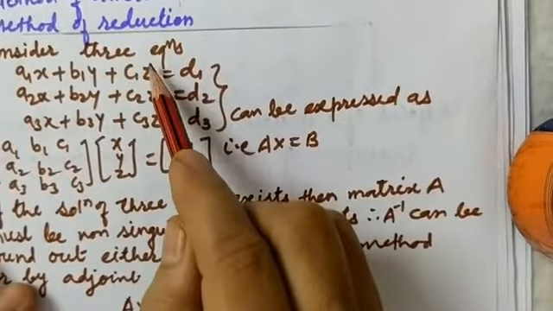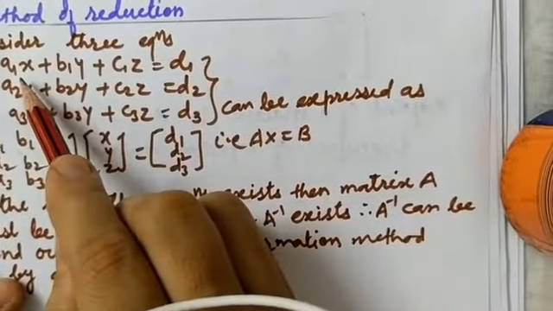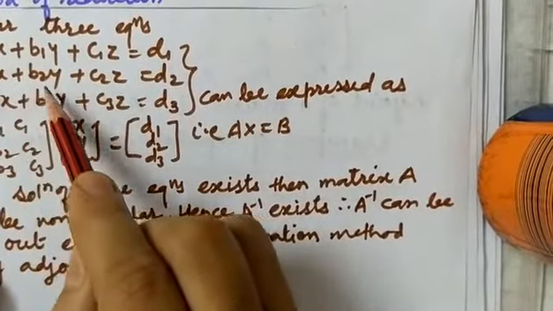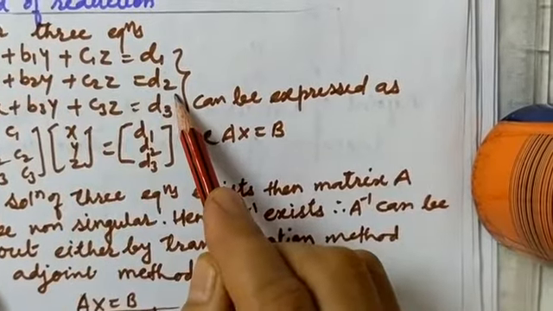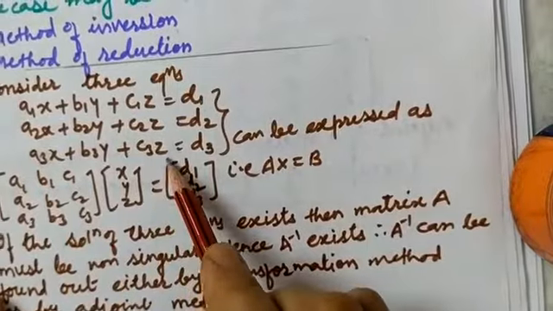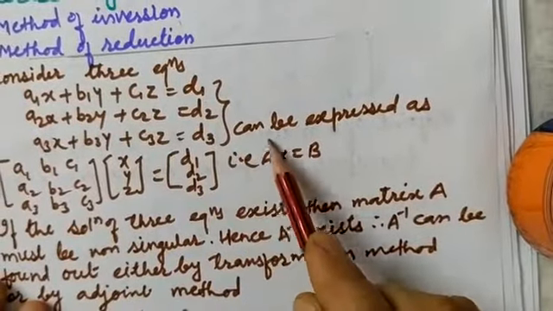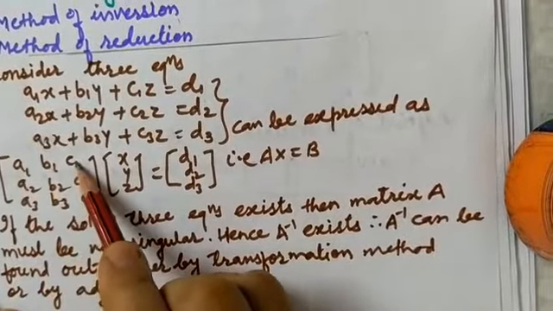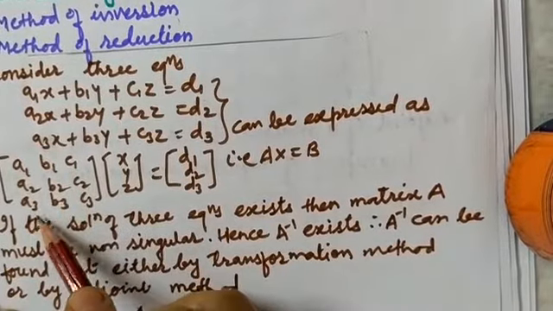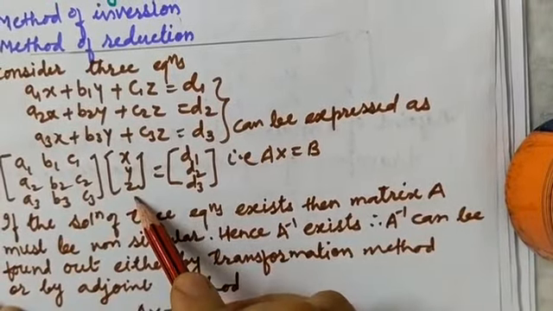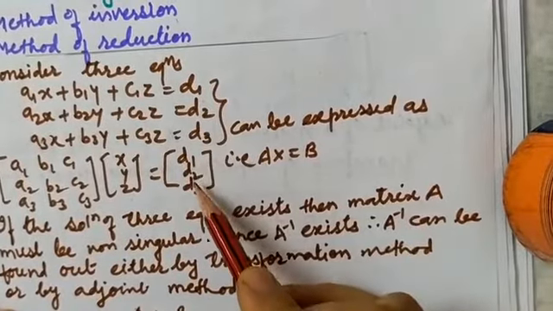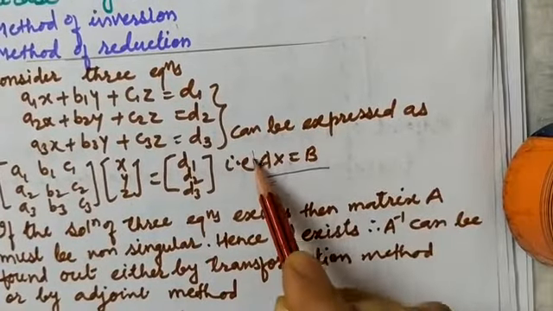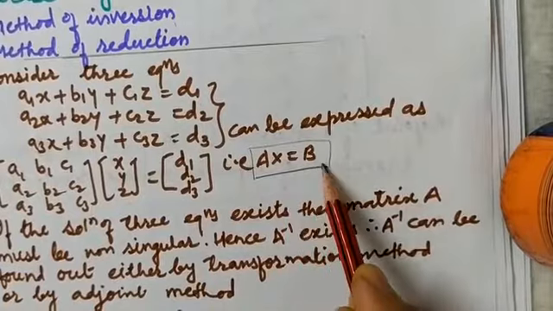Consider three linear equations: a1x plus b1y plus c1z equal to d1, a2x plus b2y plus c2z equal to d2, and a3x plus b3y plus c3z equal to d3. These three equations can be expressed in matrix form as [a1 b1 c1; a2 b2 c2; a3 b3 c3] multiplied by [x y z], and the constant matrix B is written on the right-hand side, that is d1, d2, d3. Again this is in the form Ax equal to B.